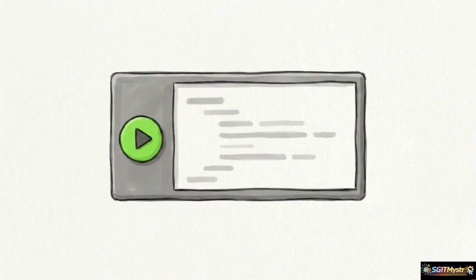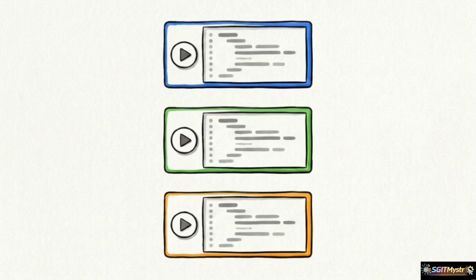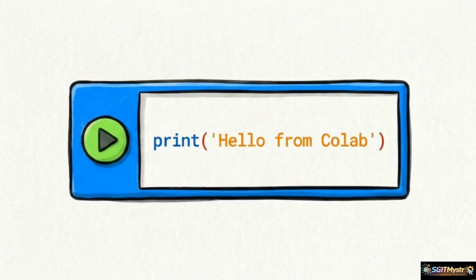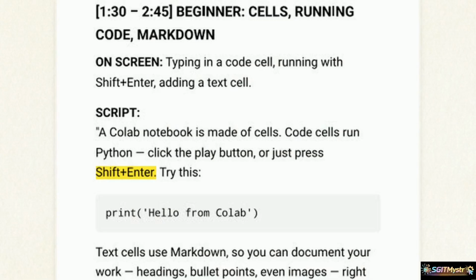The entire Colab workspace is constructed using individual blocks called cells. These cells allow you to isolate different parts of your code. To test this out, click into the first cell and type a simple print statement, like print hello from Colab. To execute the code, press Shift plus Enter.